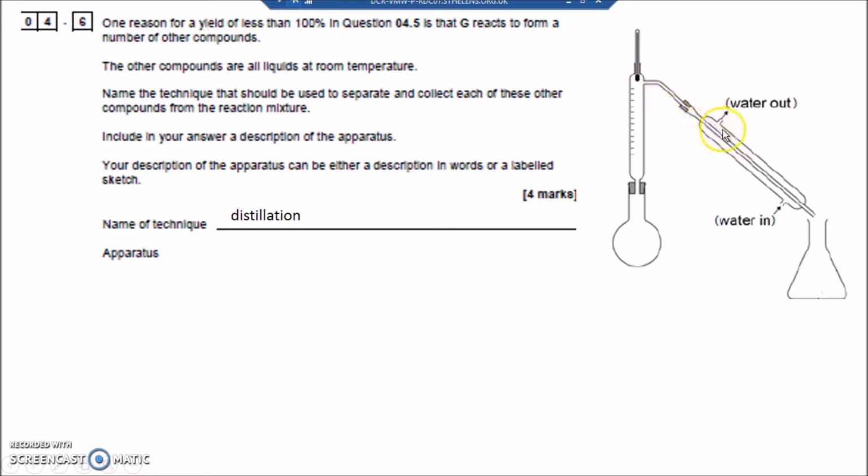This tube goes all the way through the middle of the condenser, and then round the outside is where the water flows. It goes in at the bottom and out at the top, and then you've got a conical flask with an open part here with no line going across, and open parts show that the top of the flask is open.